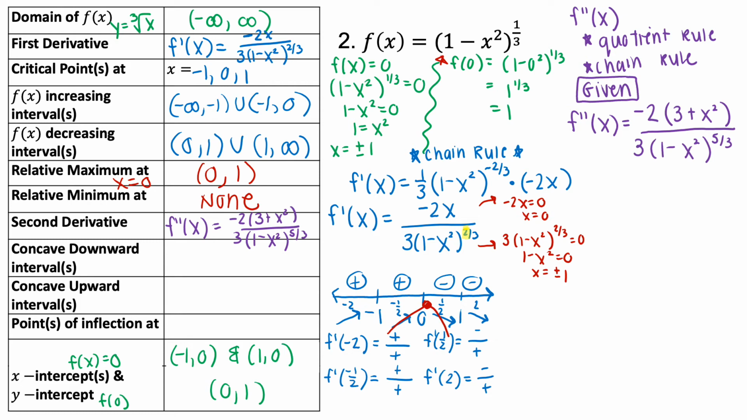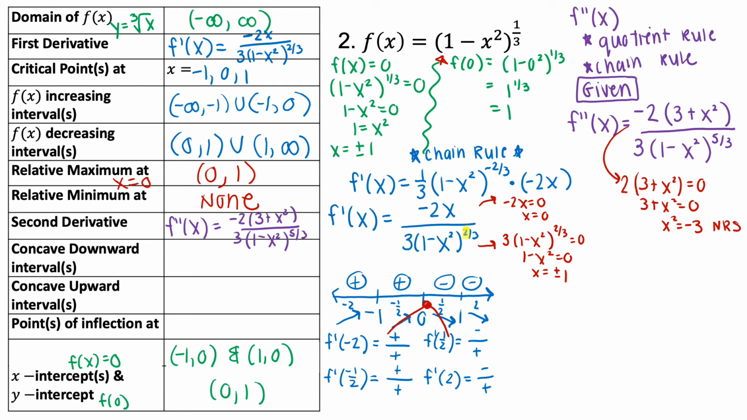the places that we need to investigate. So let's take our numerator and set our numerator equal to 0. So if we have 2 times 3 plus x squared equals 0, dividing by 2, we get 3 plus x squared equals 0. So x squared equals -3, and there are going to be no real solutions to that. There is nothing that would make that numerator equal to 0.